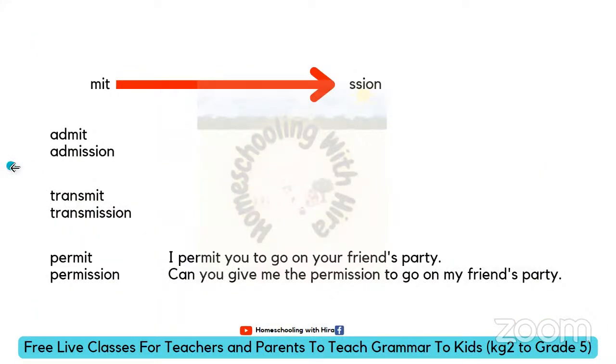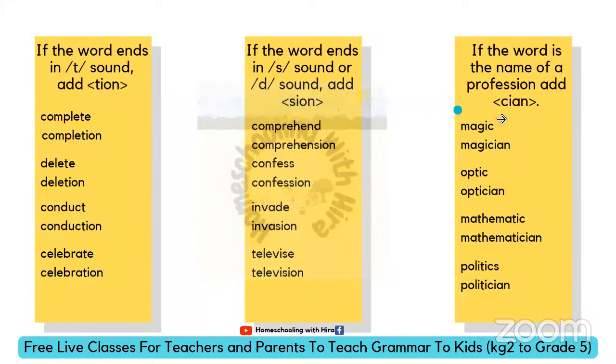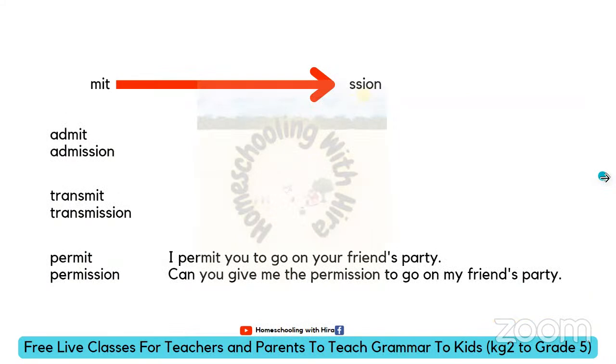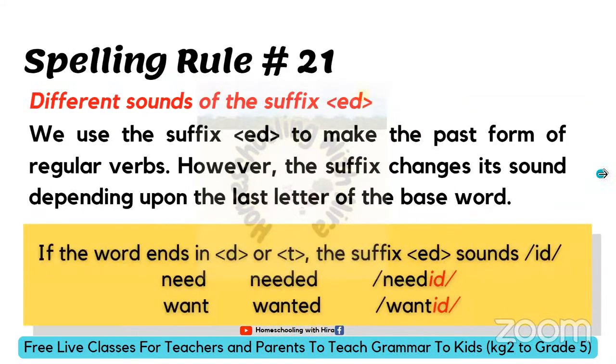What else? The shun rule: TION, SION, CIAN. When to use these spellings. If you want to learn this, the rule is on my YouTube channel. I'm not teaching this here in the workshop. It's not related to this.